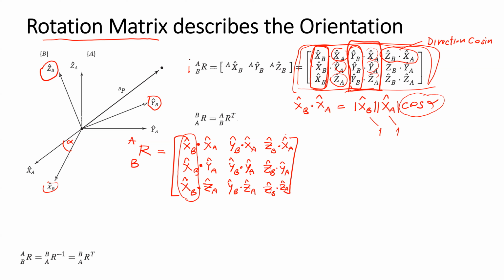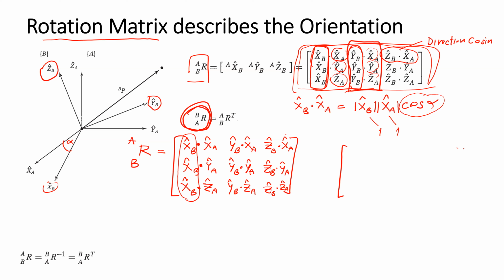So here is how we compose the rotational matrix of B with respect to A. Okay, how about this? How about A with respect to B? Can we compose the rotational matrix of A with respect to B?